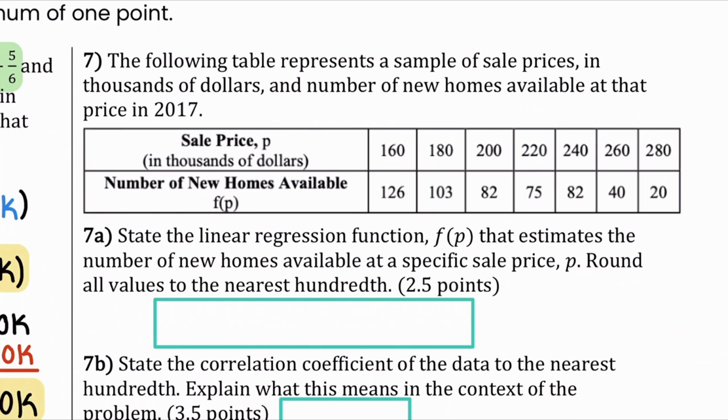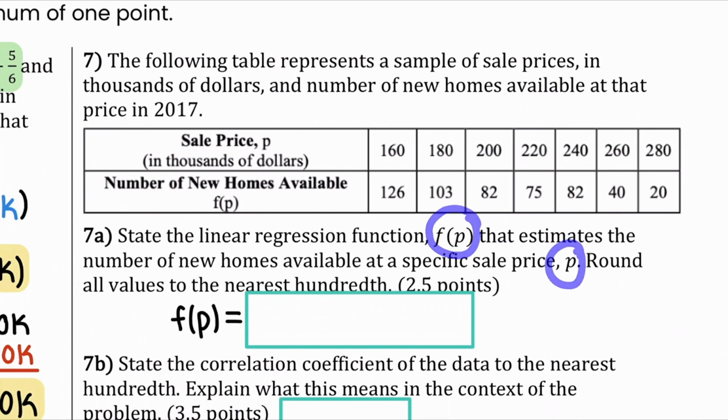So after doing all the calculator stuff, what we should have is f of p equals. Because they ask us to write the equation in terms of f of p and p, that means that instead of x, we have to use p, and instead of y, we use f of p. It's just function notation. It means the same exact thing.